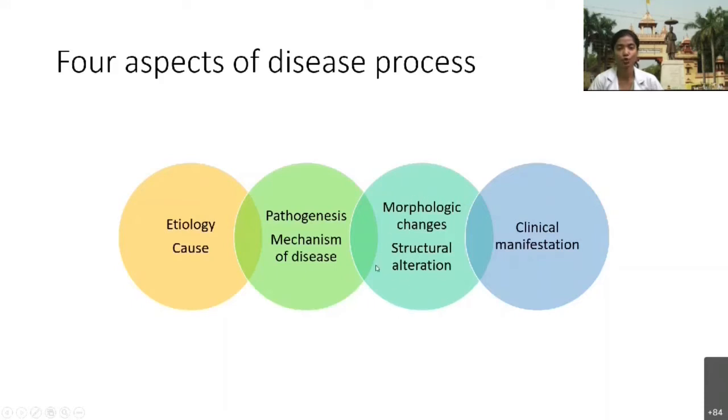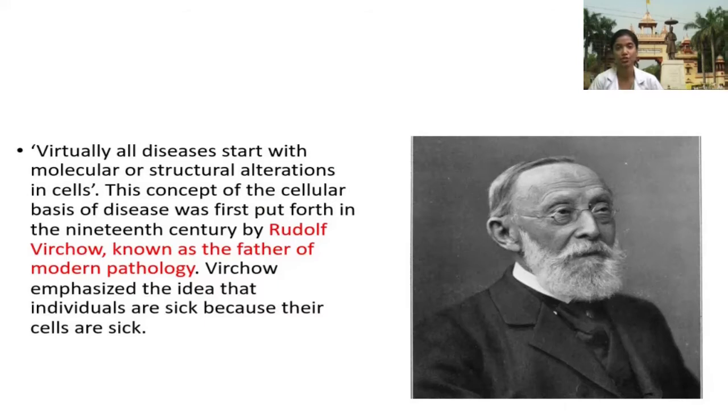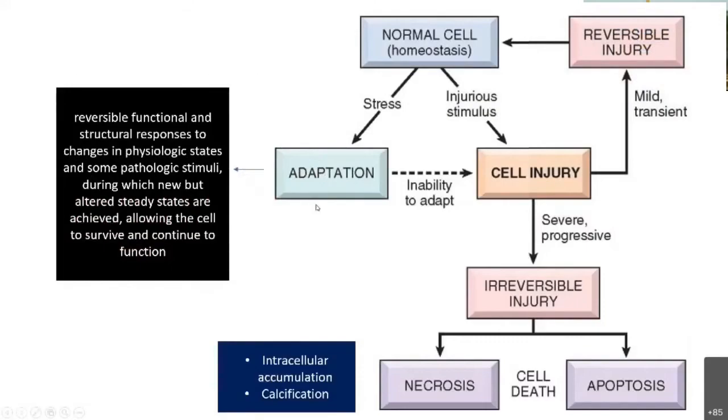Now, the final thing we see is the clinical manifestations because of all this process. What are the signs and symptoms because of this pathogenesis and morphologic changes, and what will be the disease outcome? Now, virtually all diseases start with molecular or structural alterations in cells. This concept of the cellular basis of disease was first put forth by Rudolf Virchow, who is known as the father of modern pathology. Virchow emphasized the idea that individuals are sick because their cells are sick. So now we are coming to today's topic, that is how the cells become sick.